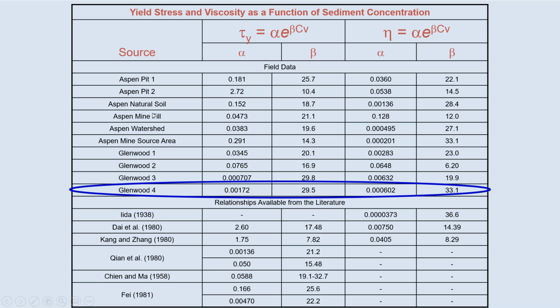Some of the Aspen mine and Aspen pit samples are relatively low viscosity and yield stress. So this is how I would analyze some samples: see what percent clay you have in the material, and whether this looks like it would be a very viscous, gloppy type of cement-like flow. And then you could use this with some degree of certainty that you're going to have a viscous cement-like flow.